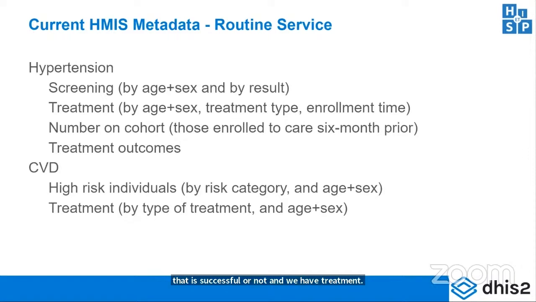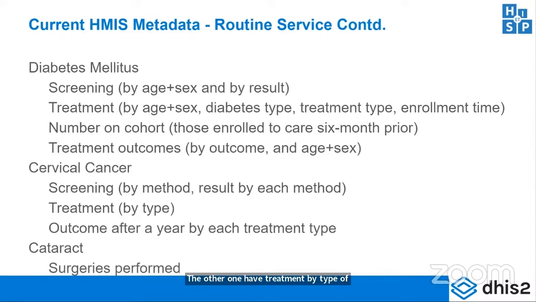The same with cardiovascular diseases. We have data about high-risk individuals by risk category and age and sex. The other one, we have treatment by type of treatment and age and sex again. When it comes to diabetes, we have screening, treatment by age and sex, diabetic type, treatment type, enrollment type, number of cohort like hypertension, and treatment outcome. We have, on the other hand, cervical cancer, again on screening, treatment, and outcome. And we have cataract surgeries performed. Even the indicator is the total number of surgeries performed across the country.